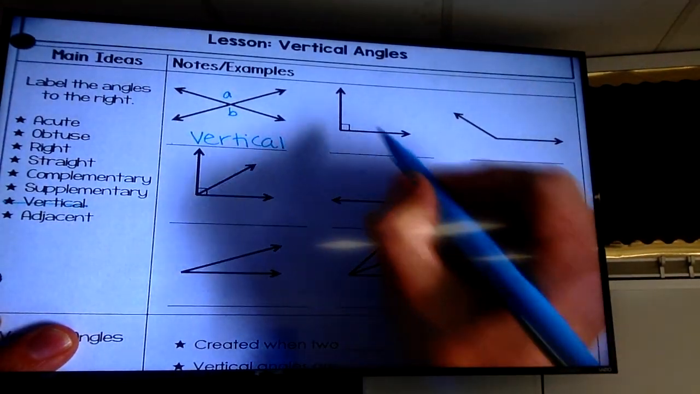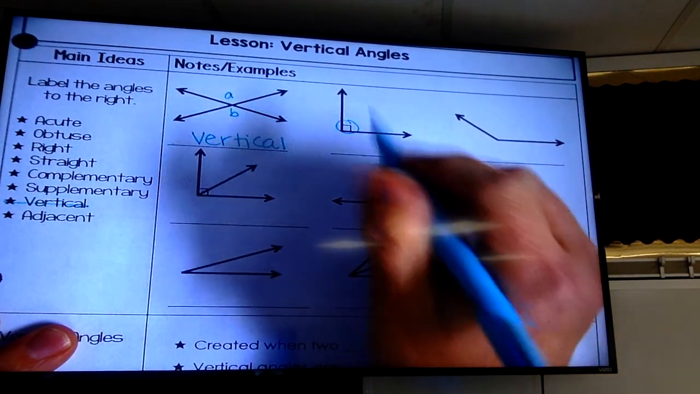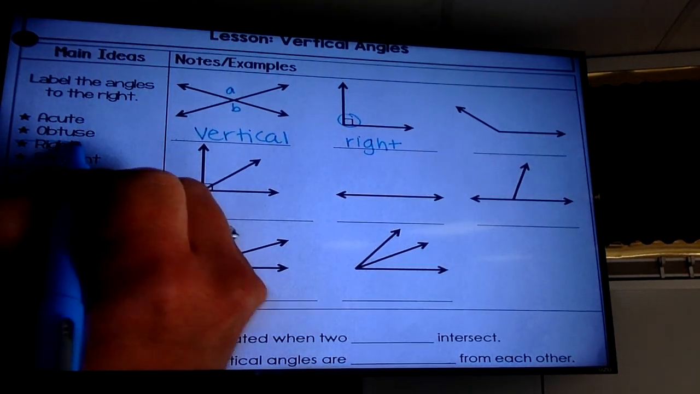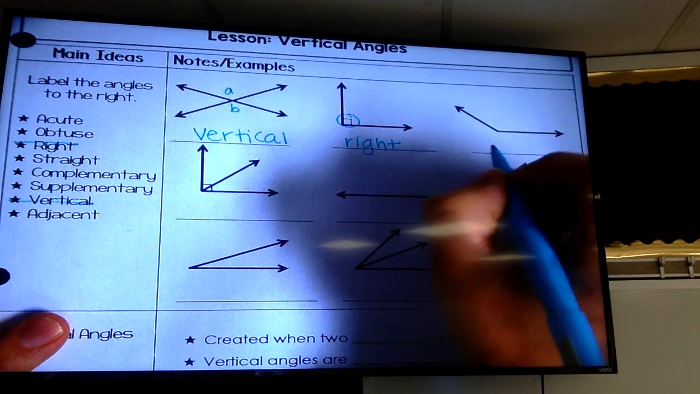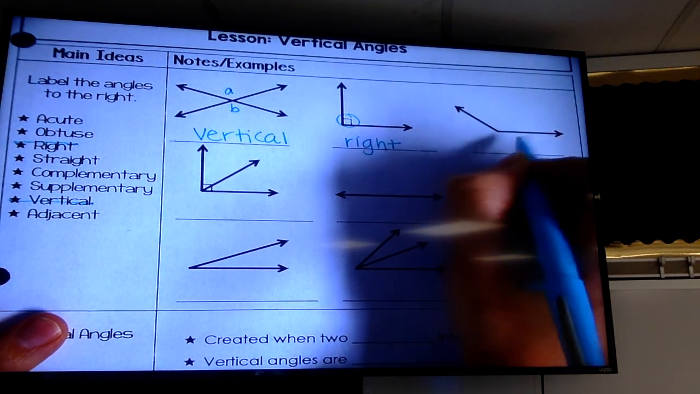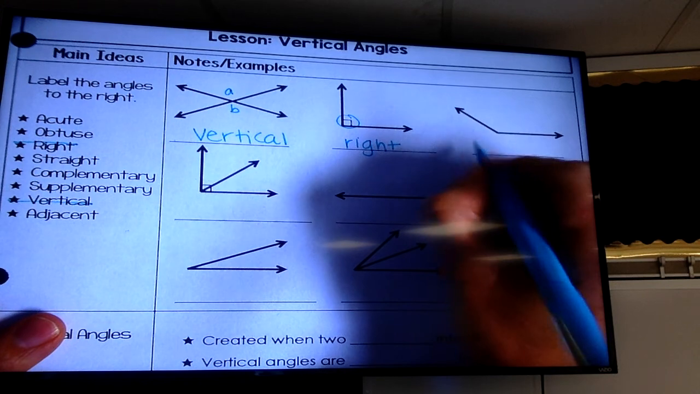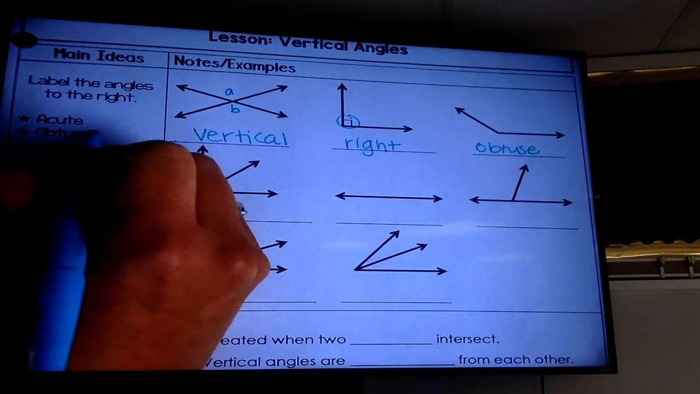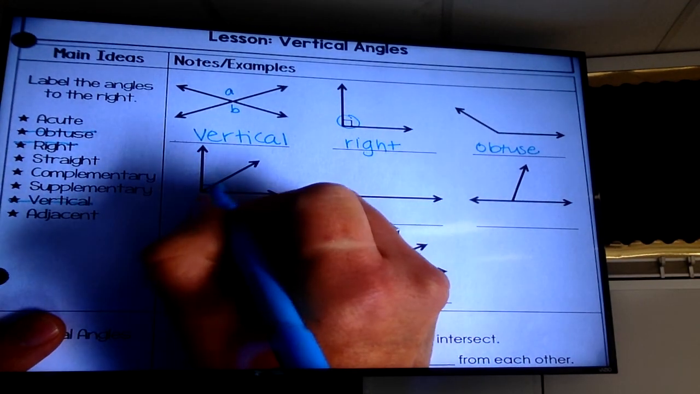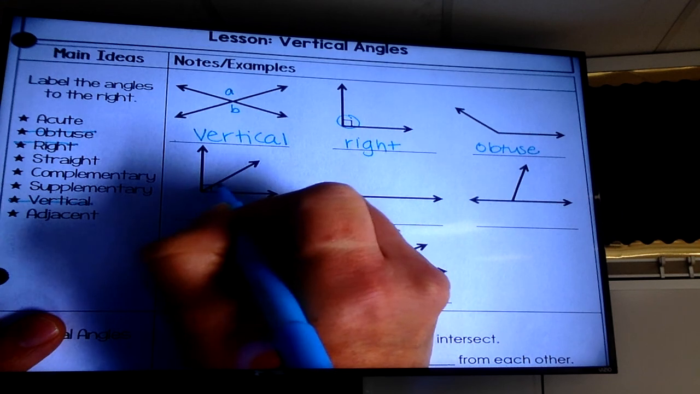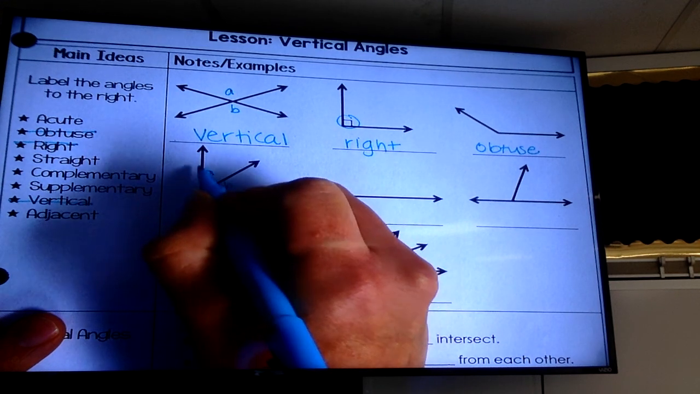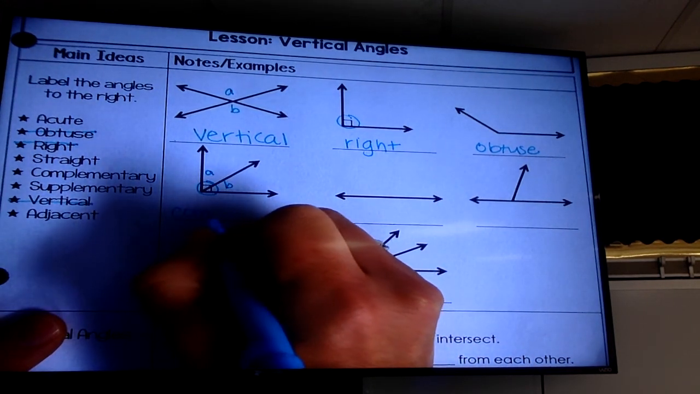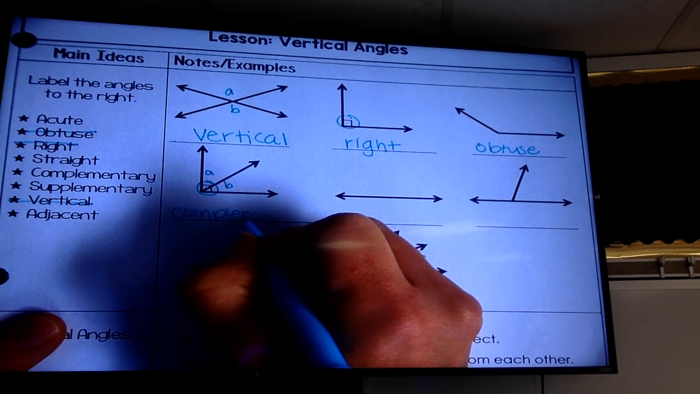Okay, so then this angle, I see a 90-degree angle right here. That means it's a right angle. Then right here, this is more than a 90-degree angle, but not quite a straight angle. So I know this is an obtuse angle. Then looking here, I can see that these two angles, so here's angle A and angle B, form a 90-degree angle, which means they are a pair of complementary angles.